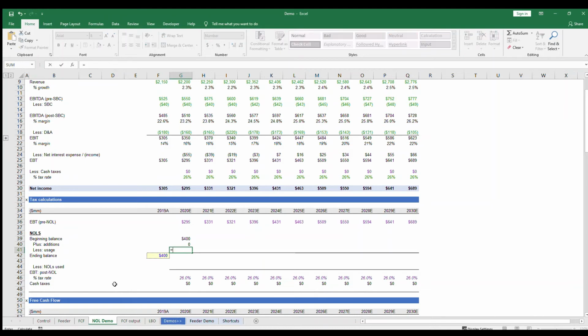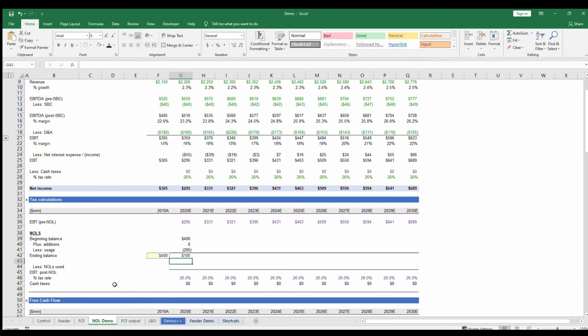Next, we want to build in the ability to use the NOL to bring down the taxable income. This would be a usage of the NOL balance. If EBT is greater than zero, then the minimum of the EBT and the NOL balance times -1, else zero. It is important to remember taking the minimum of the two, because you don't want to accidentally deduct more than the total EBT or deduct more than the available NOL balance.